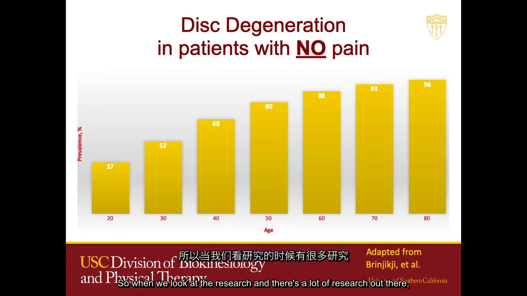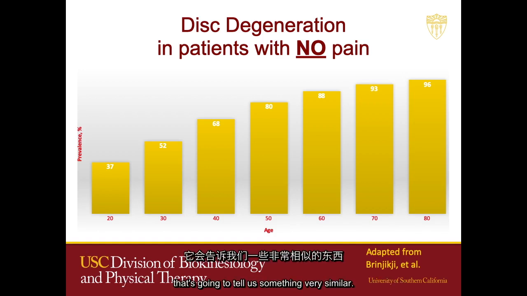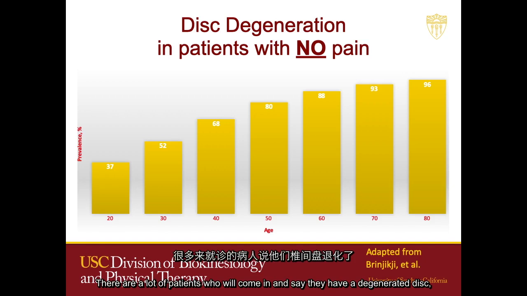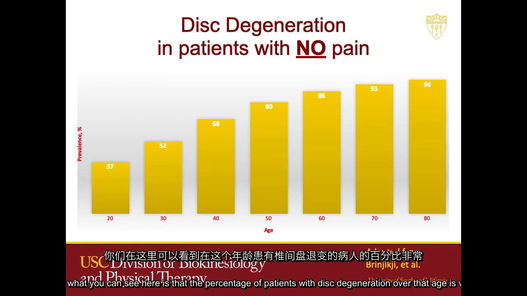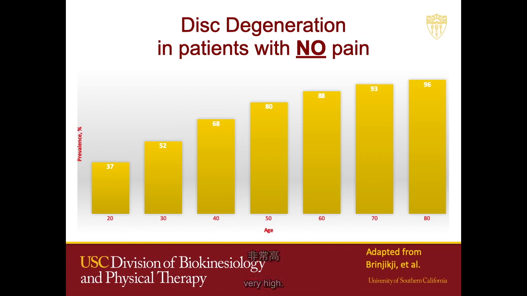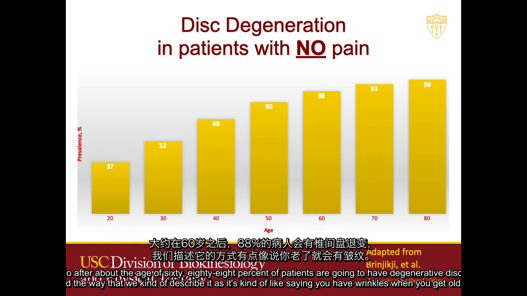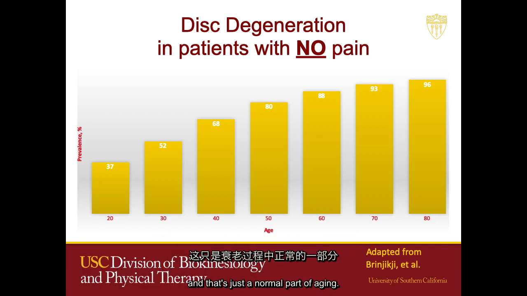So when we look at the research, and there's a lot of research out there, it's going to tell us something very similar. There are a lot of patients who will come in and say they have a degenerated disc. And usually these patients are over the age of 60 or 70. What you can see here is that the percentage of patients with disc degeneration over that age is very, very high. After about the age of 60, 88% of patients are going to have degenerative discs. The way that we describe it is it's kind of like saying you have wrinkles when you get older, and that's just a normal part of aging.